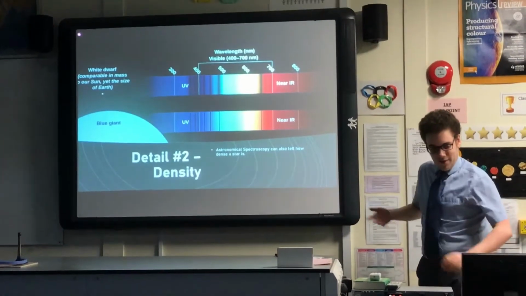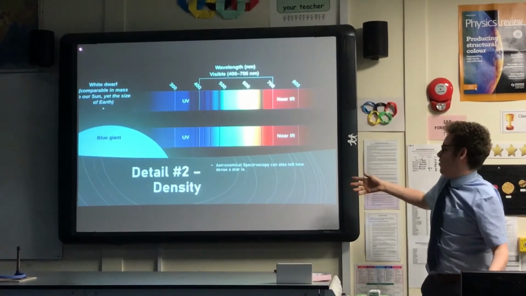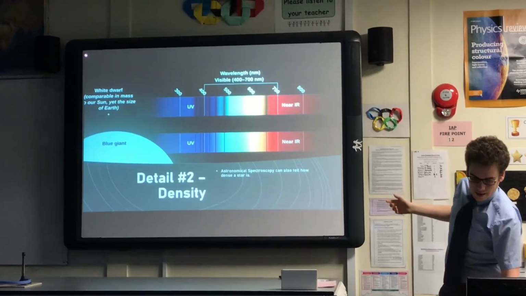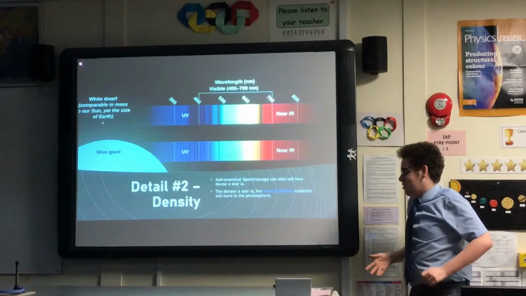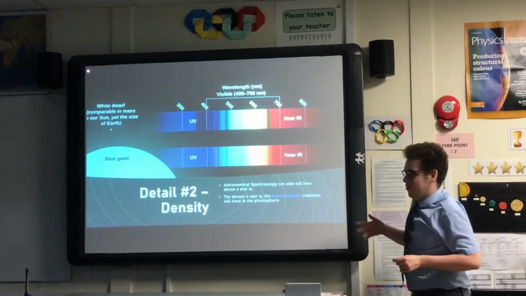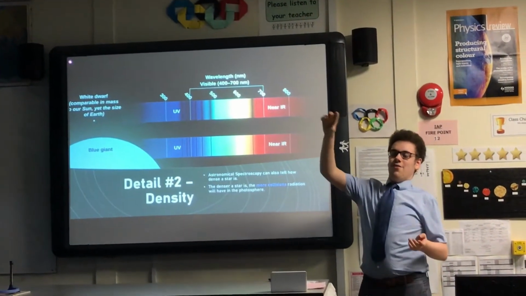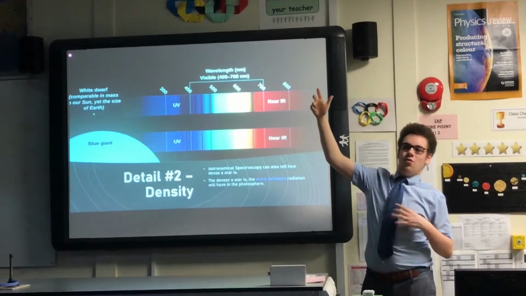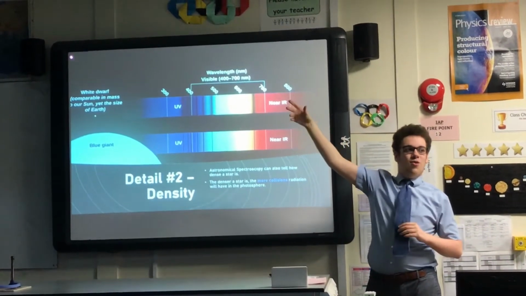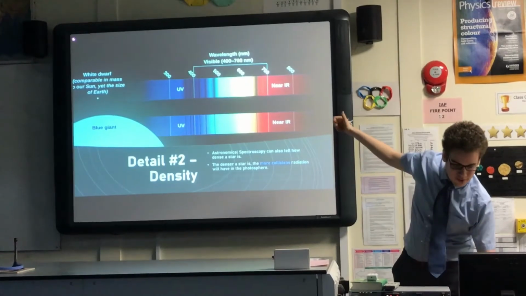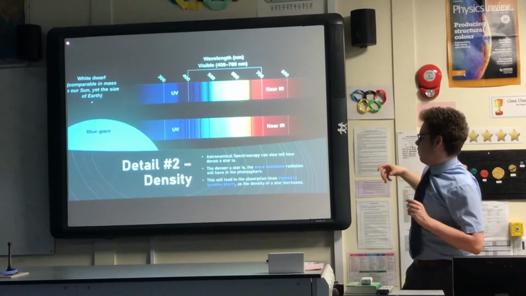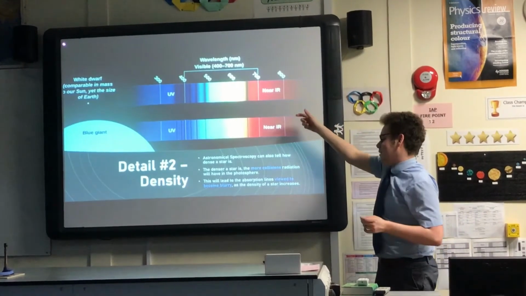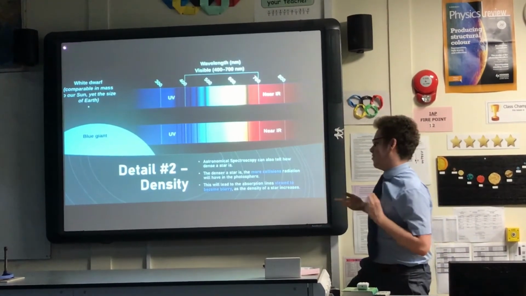So yeah, we can use this method to tell us how dense a star is. The denser a star, the more collisions radiation will have in the photosphere. If it was less dense, we have fewer particles in that photosphere. If it's more, then we have more. And this will lead to the absorption lines becoming blurred as the density of the star increases.